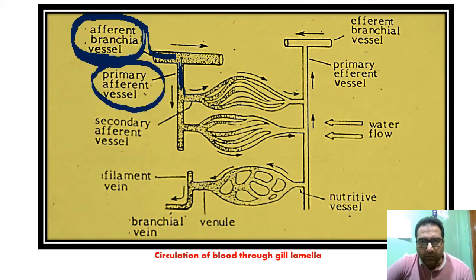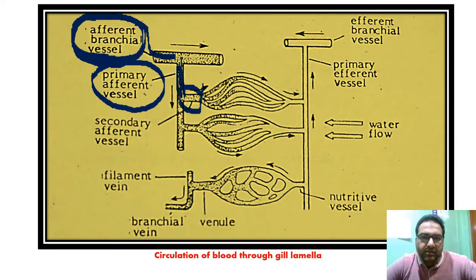Now this primary afferent vessel divides laterally into a number of secondary vessels. These are the secondary gill lamellae: from the primary gill filaments to the secondary gill filaments, and from the primary afferent vessel to the secondary afferent vessels. So there is one for each secondary gill lamella.